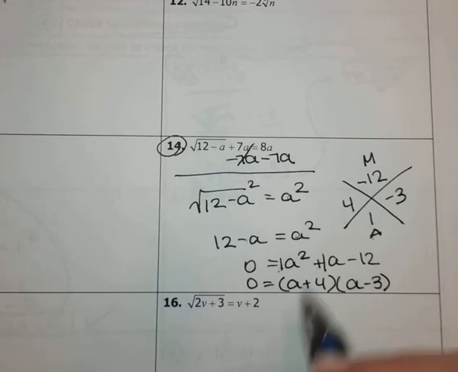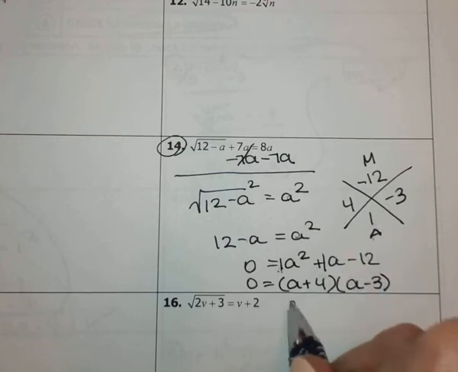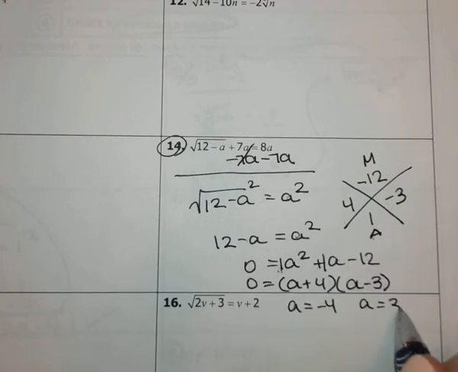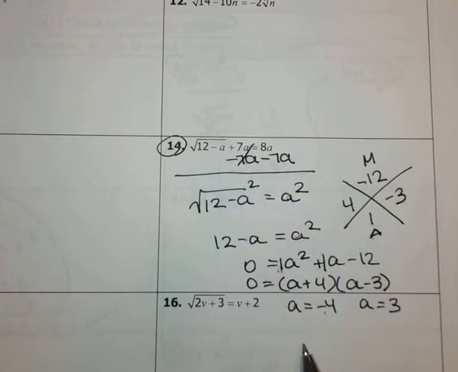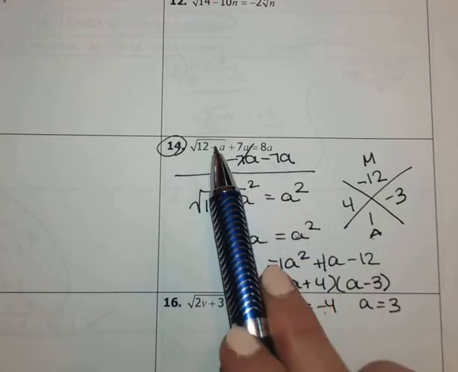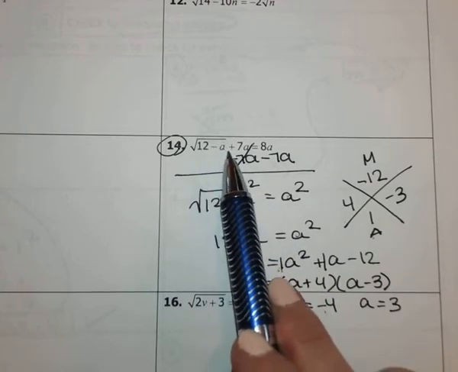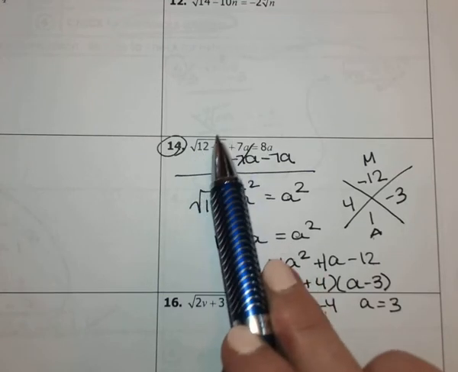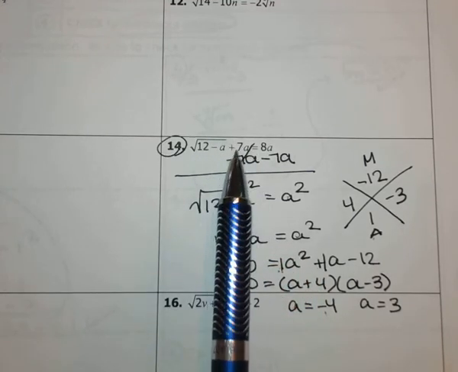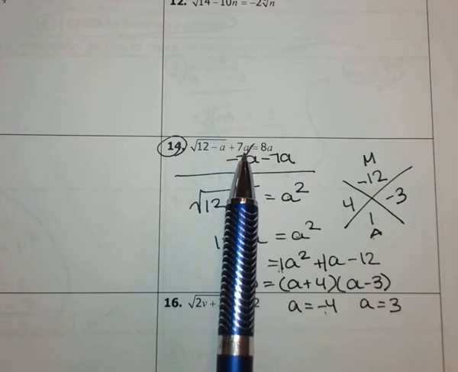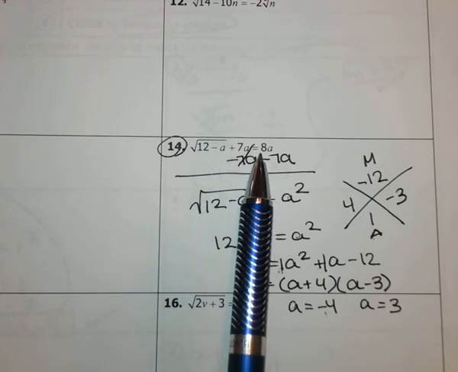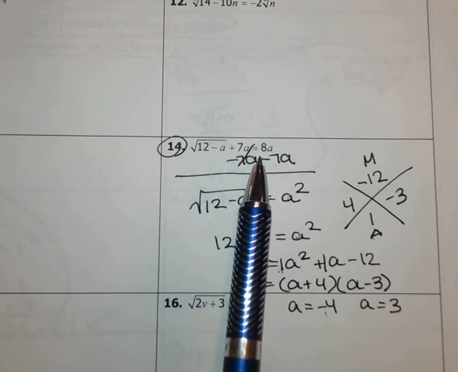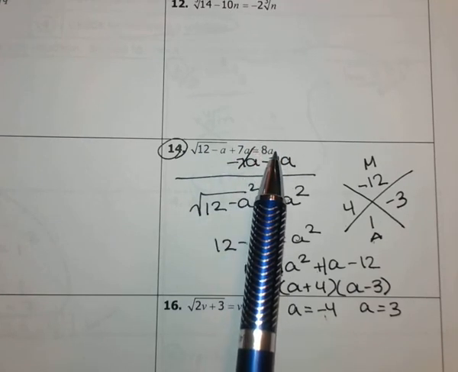You could have a difficult problem with a is greater than 1, and it'd be a long problem because then you'd have to group. So if I set both of these equal to 0, we'd get a equals positive 3 and a equals negative 4. You want to check them both back in the original. So if I plug them back in, I get 12 minus negative 4, or just 12 plus 4, which is square root of 16, which is 4, plus 7 times negative 4. So 4 plus negative 28. So that's negative 24. And then that would be 8 times negative 4, which is negative 32.